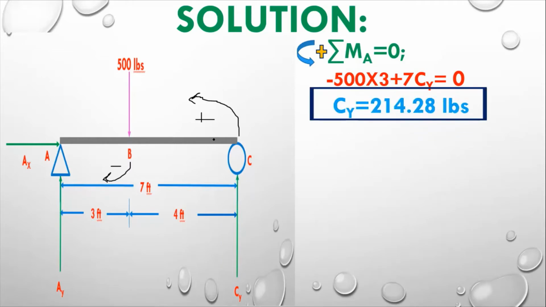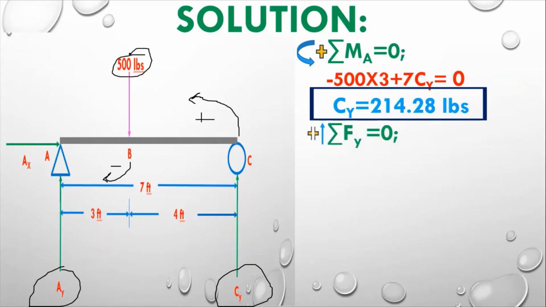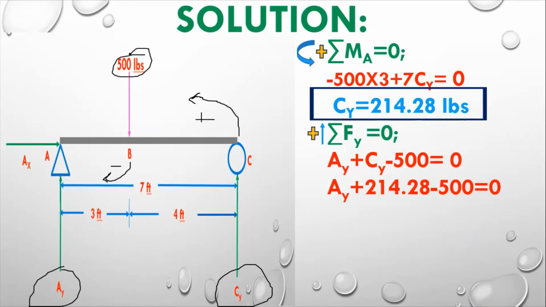Now I have to sum up the vertical forces here. So AY plus CY minus 500, because I have only three vertical forces: AY, CY, and the other force, minus 500 because its direction is downward. So AY plus 214.28 minus 500 equals 0. So AY comes out to be 285.72 pounds.